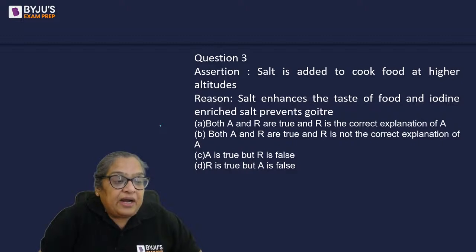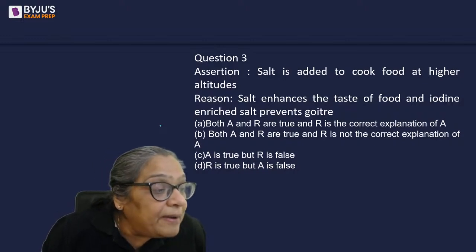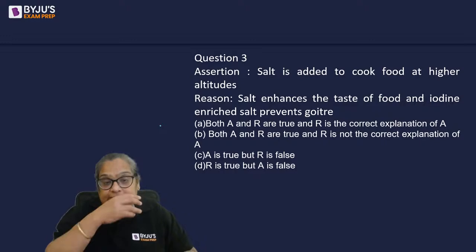A, if A and R are both true and R is the correct explanation of A. B, if they are both true but R does not explain A. C, if A is true and R is false. Mirza Irfan says it's A.